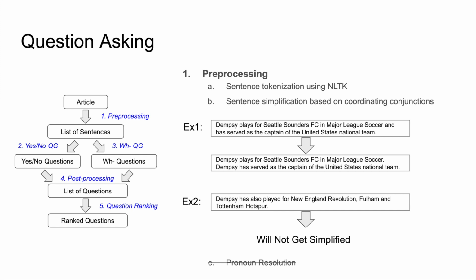We simplify a sentence only if it contains a coordinating conjunction that is connecting two independent clauses, as in example 1. If the conjunction is only connecting words or phrases, as in example 2, we do not simplify the sentence. We also attempted to perform pronoun resolution using Stanford CoreNLP. However, the coreference chain generated by the package is often inaccurate and led to some awkward sentences, so we decided to leave it out in the final product.